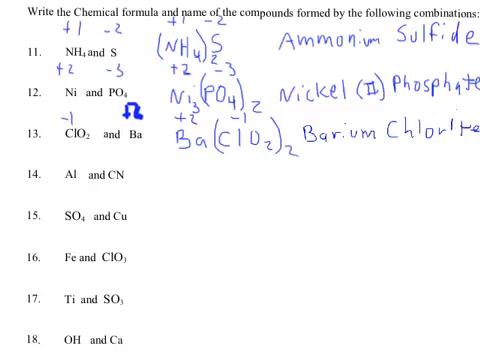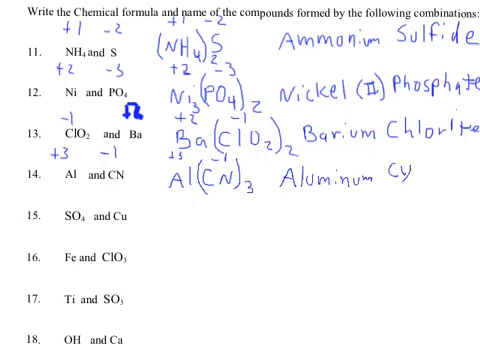Alright, our next one here, we've got aluminum is +3. Cyanide is -1. I put the positive one first, and it's a +3. I put the cyanide second. It's a -1. We're going to swap numbers. So I need 1 aluminum and I need 3 cyanide. So I put a parentheses here, and I put a 3. 3 negative 1s cancels out 1 positive 3. Aluminum can only be 1 charge, so I just say aluminum cyanide.